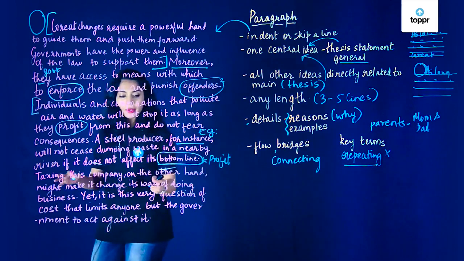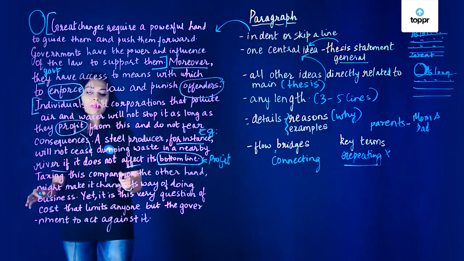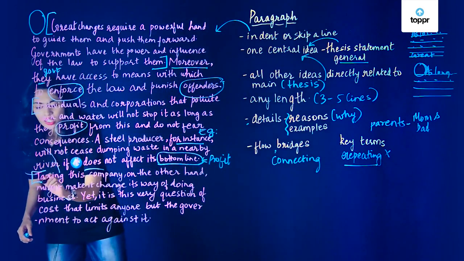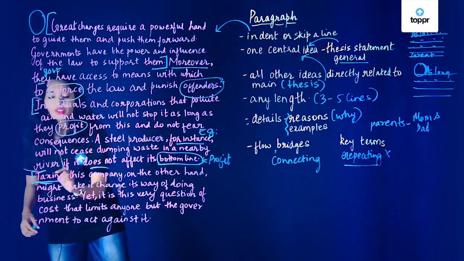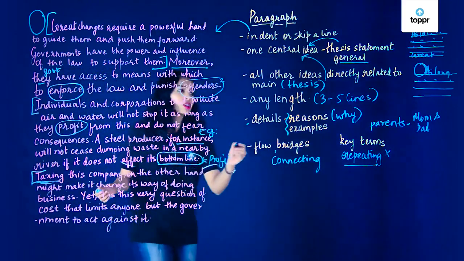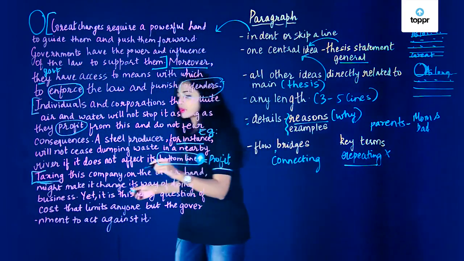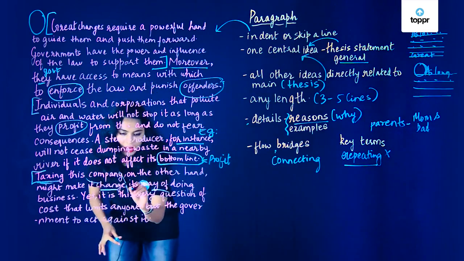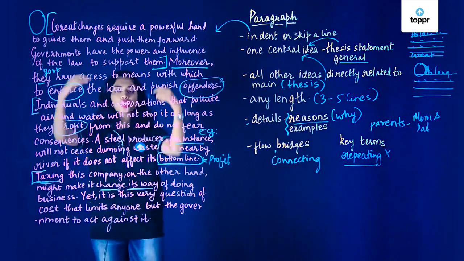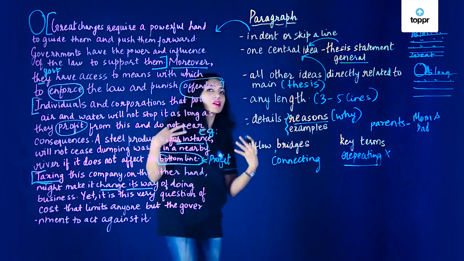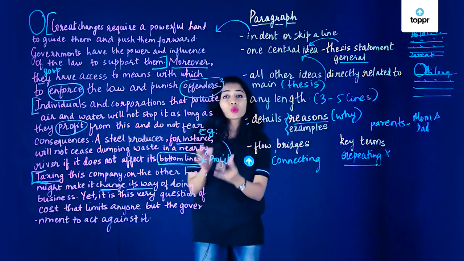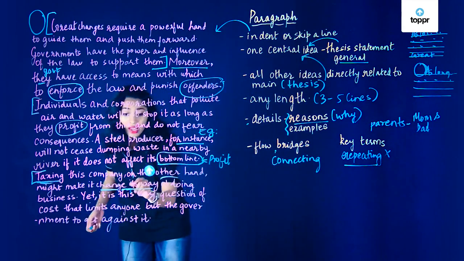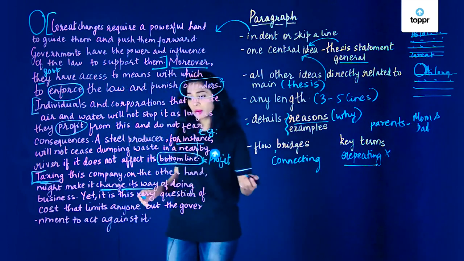So taxing this company, on the other hand, might make it change its way of doing business. So here I'm giving you the solution to the problem, which is very important. I'm giving you the reason, what should we do here and why should we do it? Taxing this company might change the way. So I'm giving you a solution to the problem. How can we stop the offenders from polluting the environment? That is by taxing them, and that may change their way of doing business.